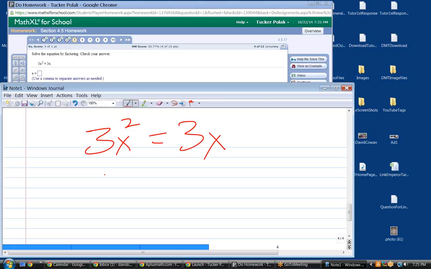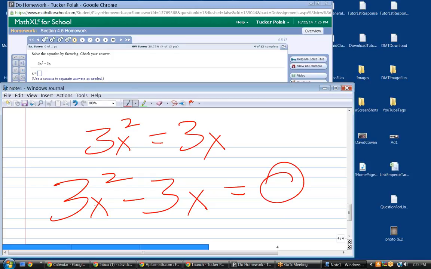3x squared. No, the first step is I'm going to subtract 3x from both sides. Oh, so you get 0 on the right side? Yeah, always trying to go for that 0 on the right side because that's a critical number.